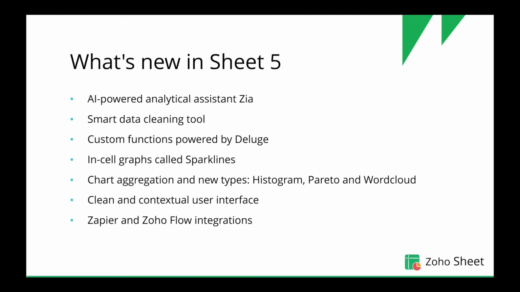Secondly, we have data cleaning tool about which we'll be looking into elaborately in this session. So we'll move on to the third one, that is the custom functions. So though Zoho Sheet provides you with more than 350 functions by default, we do know that our users will have some unique business needs that might need some personalized functions. So that's why we introduced custom functions in Zoho Sheet, which is powered by Deluge. So Deluge is a programming language created by Zoho.